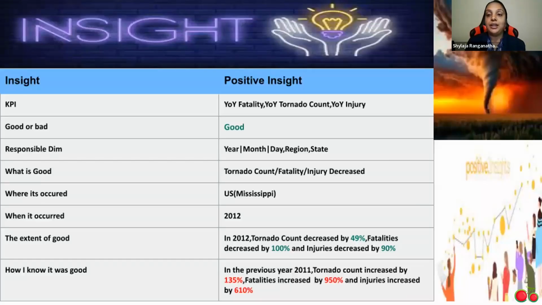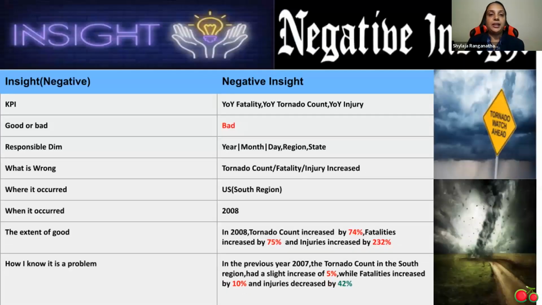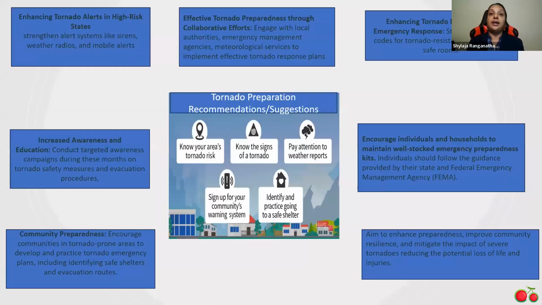Now, let me go back to the slide. We already discussed the positive and negative insights here. We already discussed this in our deployment. Now, knowing the high risk states and the months we have to be careful, what we can do is enhance the tornado alert for these months, in particular in these states.